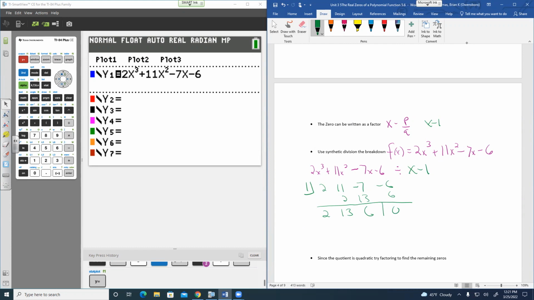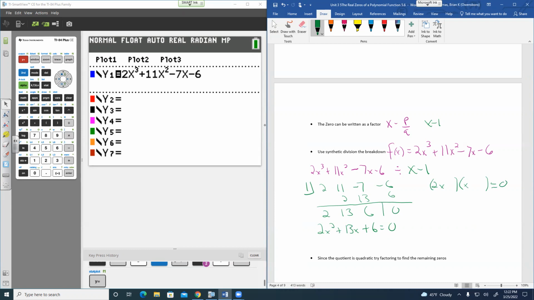So my remaining polynomial is now 2x squared plus 13x plus 6, equal to 0. Since we have a quadratic at this point, we should be able to find the remaining factors by using factoring. So let's see if we have some luck with factoring on this thing. If it doesn't factor, then we have to do something else. But the factors of 2x squared are locked in. We have a 2x and an x. But the catch is there are several different factors of 6.